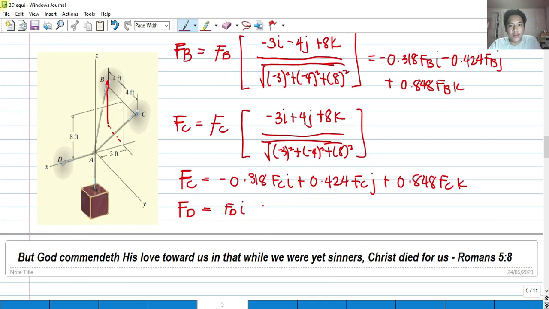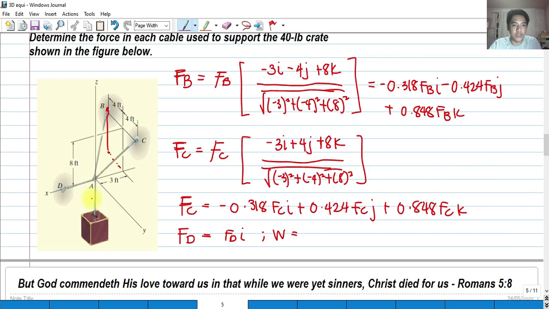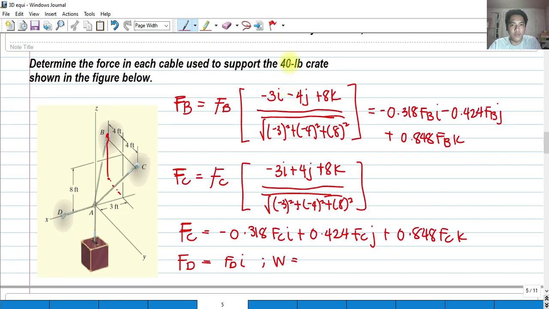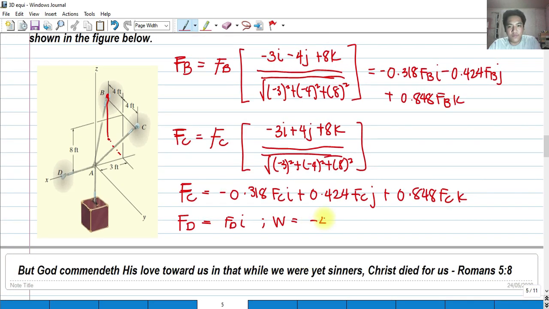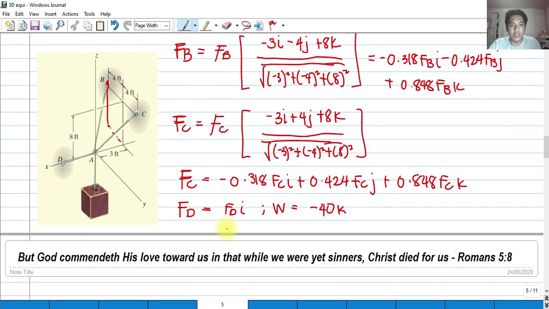And again, the weight here also has a force. We consider this as a force. It's going downward, and we know that this is 40, so that would be negative 40k, since it's going to the negative z-axis. So we have written that as negative 40k.